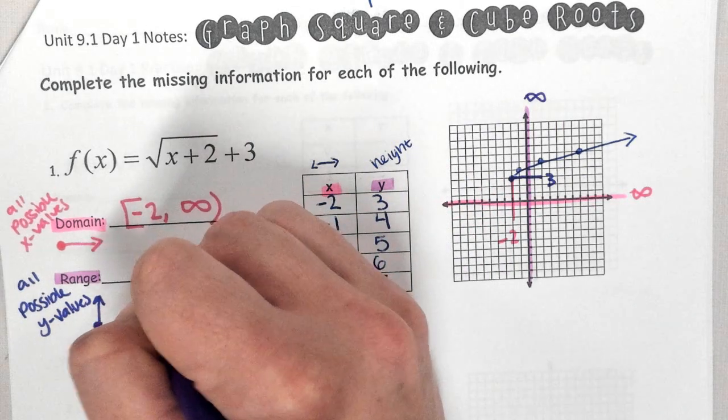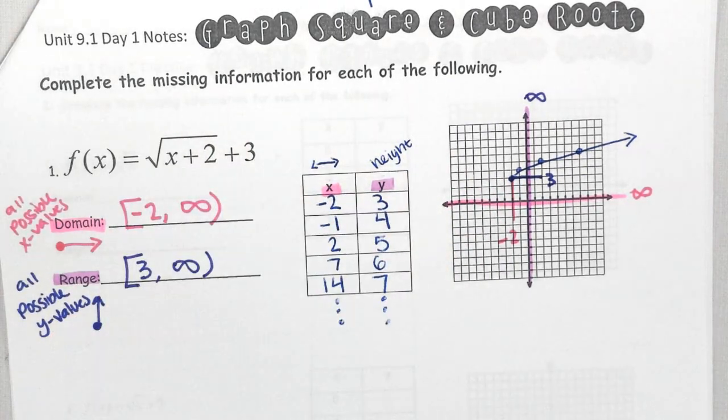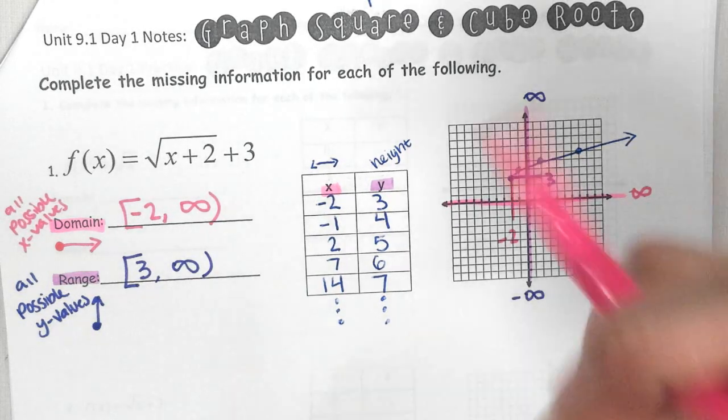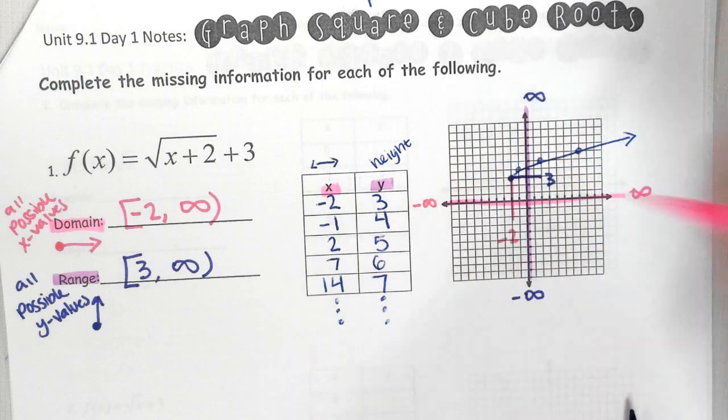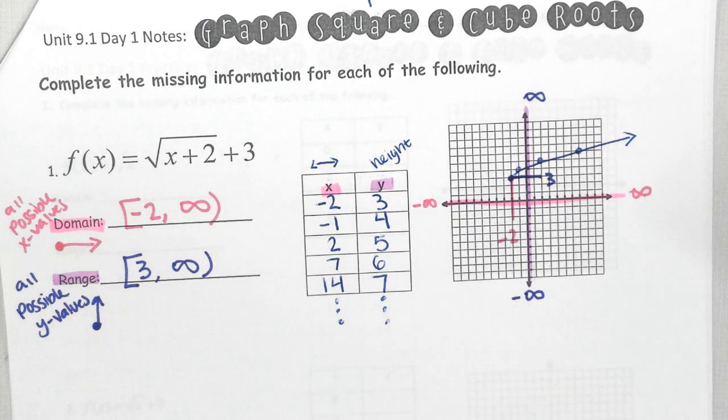So 3 to infinity. Now, one thing I do want you to realize is down is negative infinity, and left is also negative infinity, if you were to use those. But we're not using those here because it didn't go left forever, it didn't go down forever. So we didn't need those negative infinities here. Any questions with that?